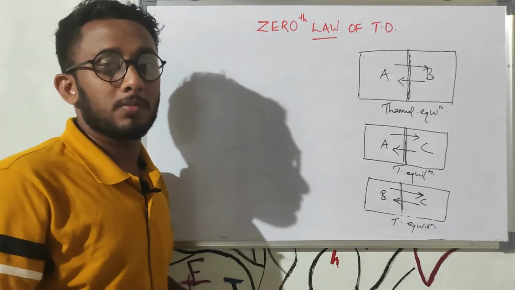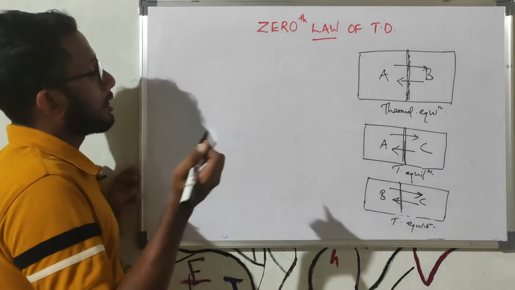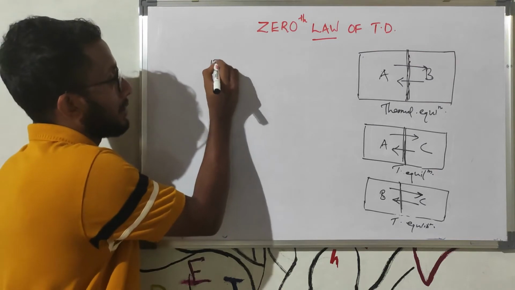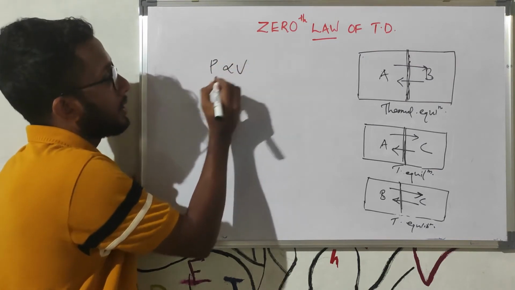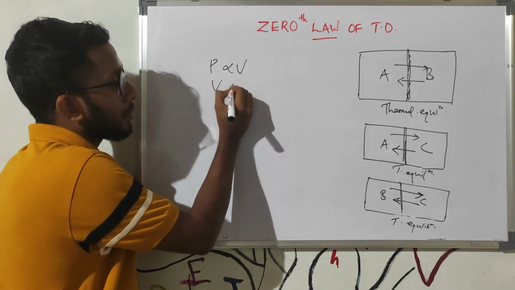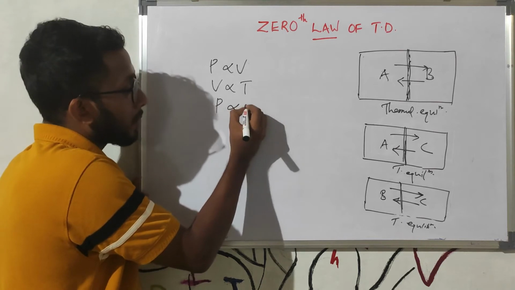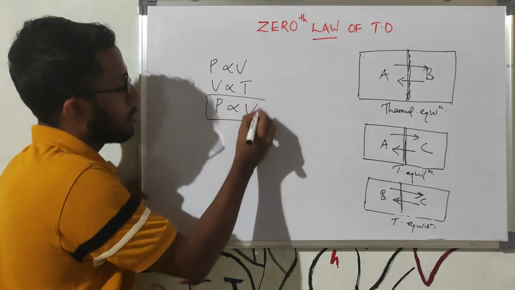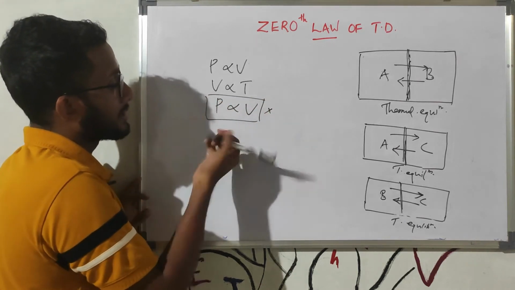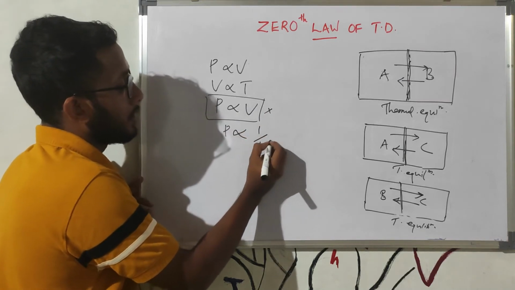It's not a natural process, because when you look at the ideal gas equations, you can see that P is proportional to V and V is proportional to T, but P is proportional to V. Is this correct? No, it's not correct. It's against Boyle's law. Boyle's law says P is proportional to 1 by V.